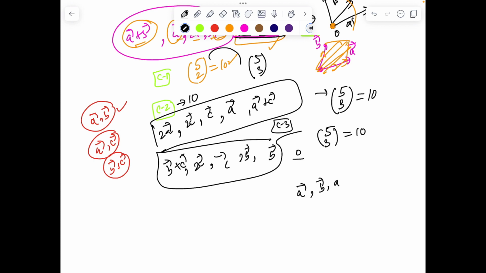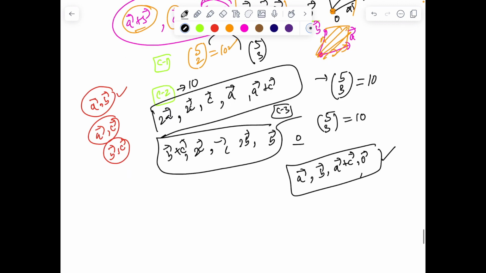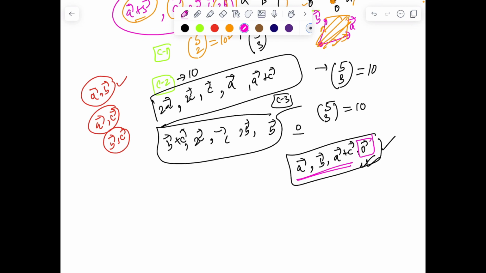So let's say I take A, B, and I take A plus C, and 0. Now I have taken a mixture of A, B, C. So we will count this case separately. So is it possible that these 4 are coplanar? Of course, again 0 I ignore. So is it possible to have A, B and A plus C coplanar? Now that is not possible.